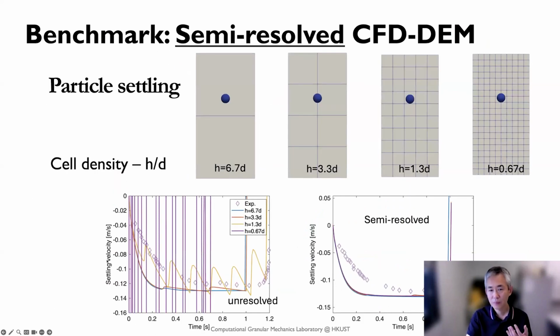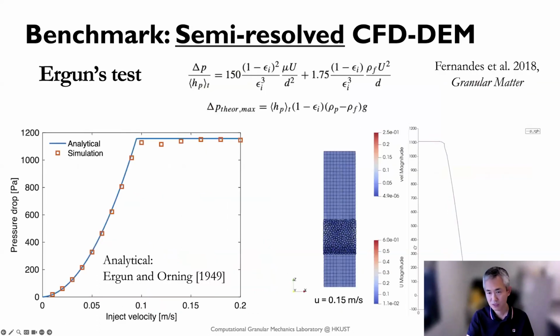And also for the semi-resolved, if the unresolved resolution is not enough, we can further refine the cell, and then go to this semi-resolved, and by the end this semi-resolved will give us a much better result than this one here. Okay, so this is another benchmark for this semi-resolved CFD-DEM.